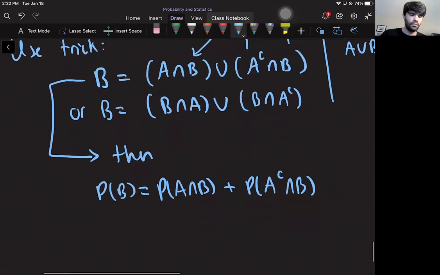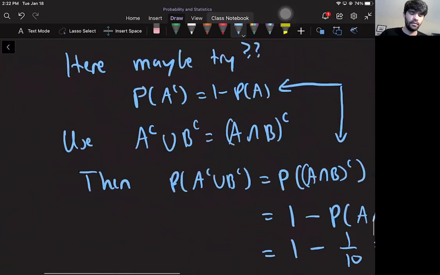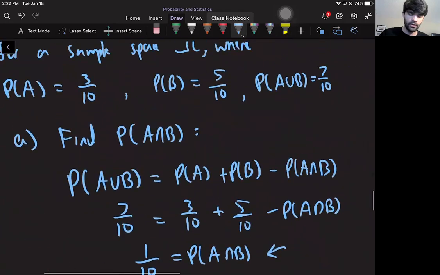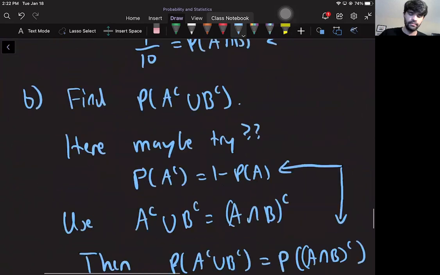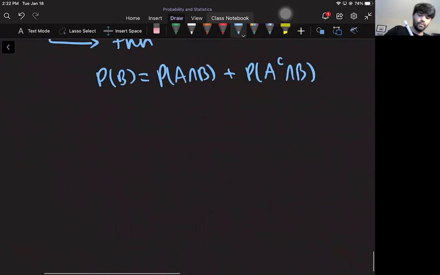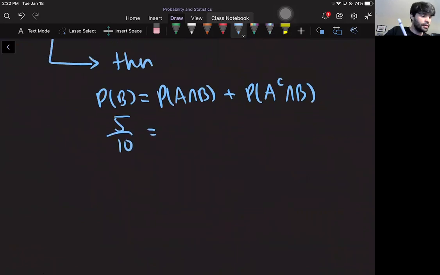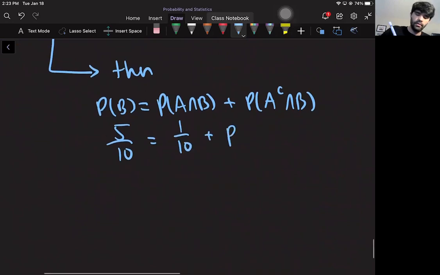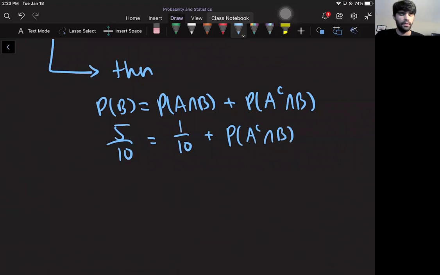And I think we know some of these. So probability of B was given to us. I have a terrible memory, so I have to go remember 5/10. This we figured out to be 1/10, I believe. And then this last thing is the thing we're trying to figure out. So now we can figure it out. So we get 4/10.